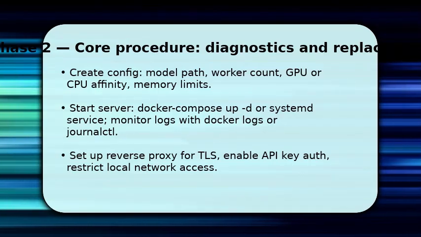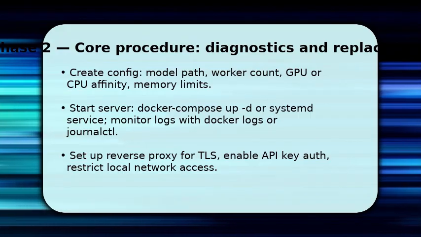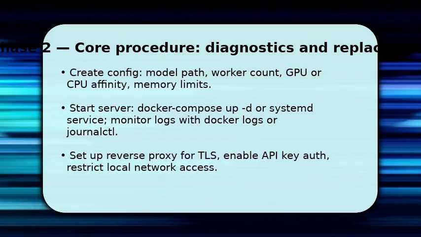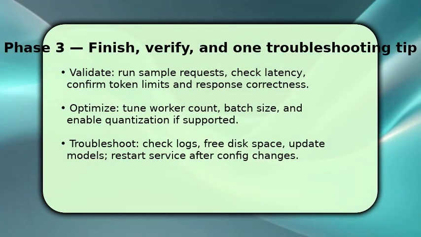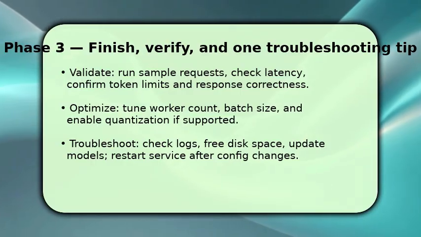Start the server with Docker Compose up -d or enable the systemd unit, then watch logs to confirm model loading. If you see repeated OOMs, reduce worker count. Once the server is running, set up a reverse proxy for TLS and enable API key authentication, so only authorized clients can connect. Finish by validating the deployment with sample requests.